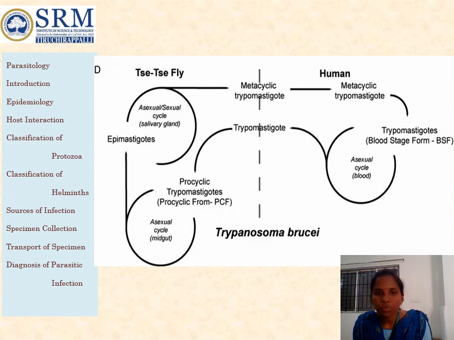Next is the tsetse fly. Trypanosoma brucei also occurs in two hosts: the tsetse fly and humans. In the tsetse fly there are cycles, including an asexual cycle that occurs in the midgut of the tsetse fly and enters the metacyclic trypomastigote in the human, the blood stage form. After that, through shedding, it enters the environment and then enters the tsetse fly again for reproduction.